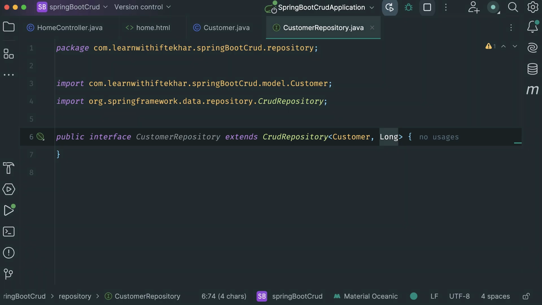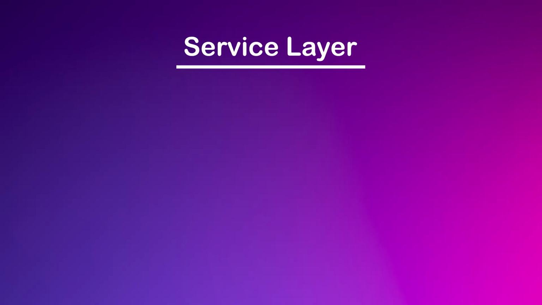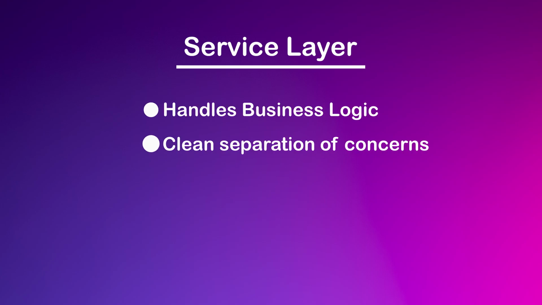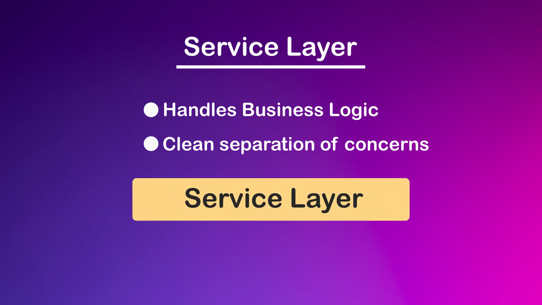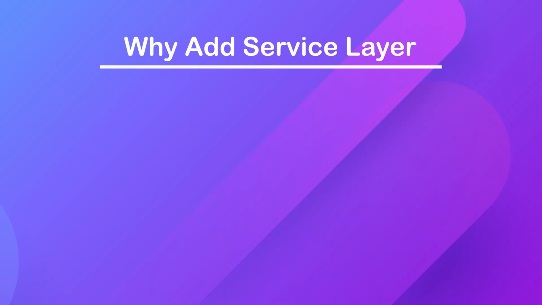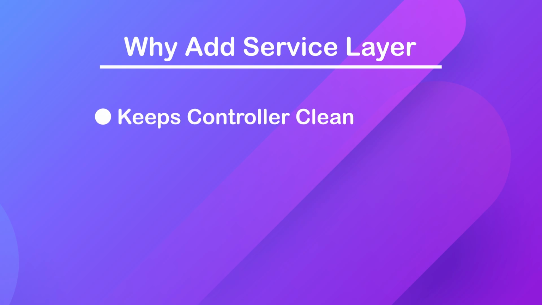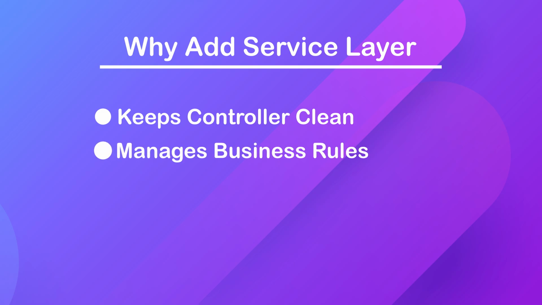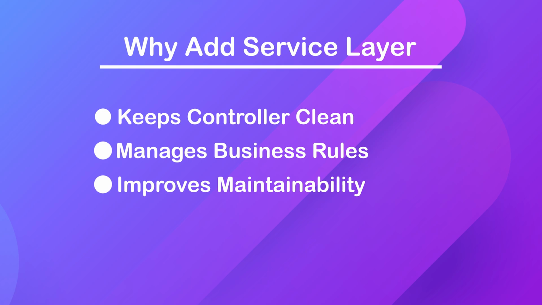Now we need to add a service layer. The service layer is an important part of the application architecture that handles business logic and ensures a clean separation of concerns. It acts as an intermediary between the controller and the repository layers. Why add a service layer? By separating our code into layers, we keep our controllers lean and focused on handling HTTP requests. The service layer manages the business rules, validations, and complex operations. This separation allows for better organization and makes our code more maintainable.